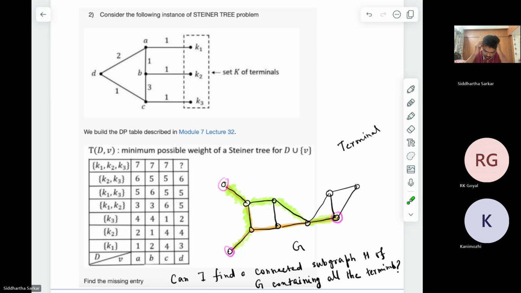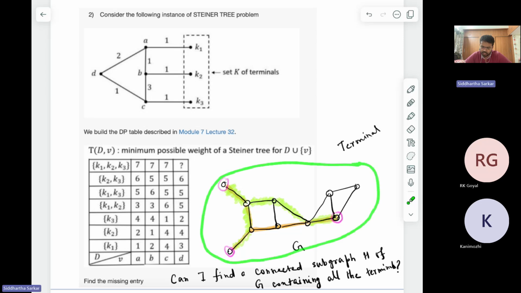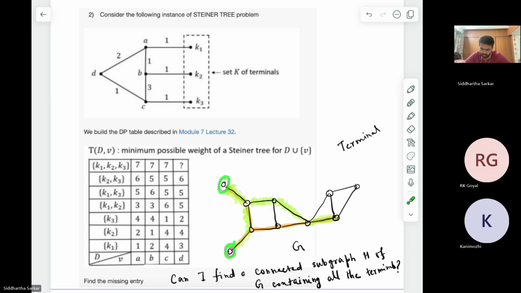One more thing I should tell: if the number of terminals in the Steiner tree problem is only two, let us say this terminal is missing, so there are only two terminals, then the minimum Steiner tree, is it equivalent to some known problem?